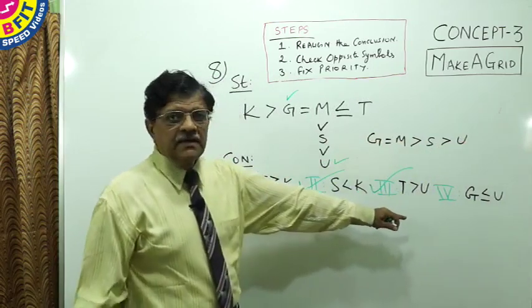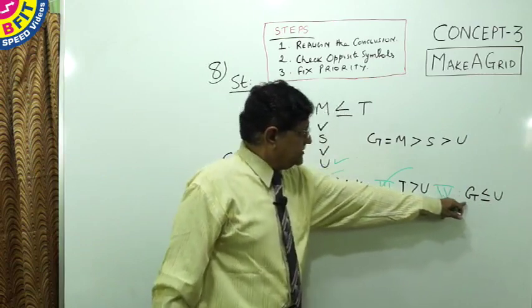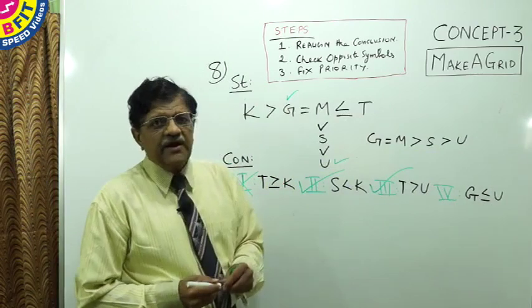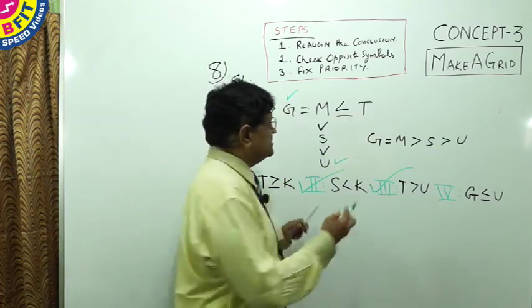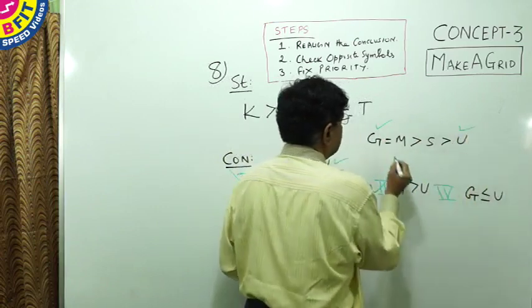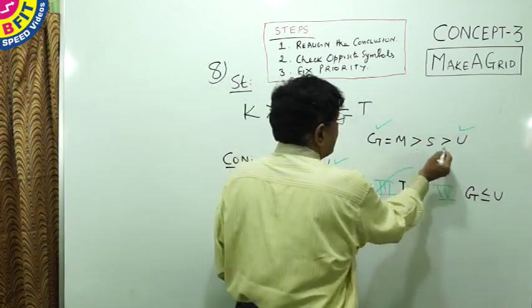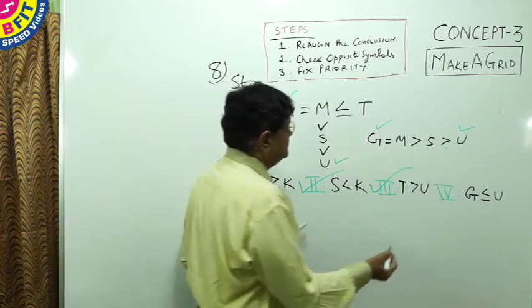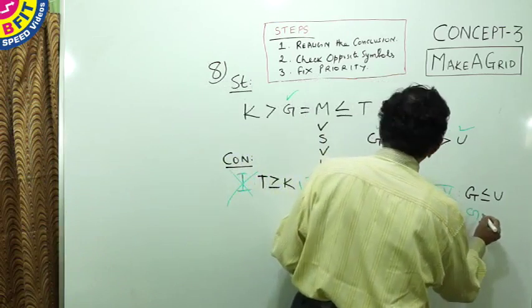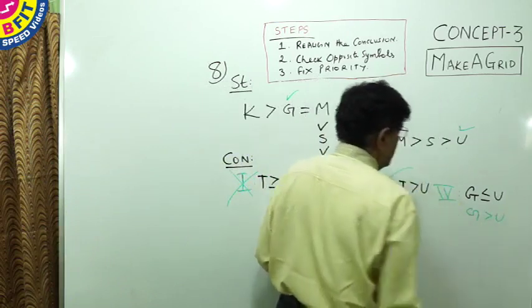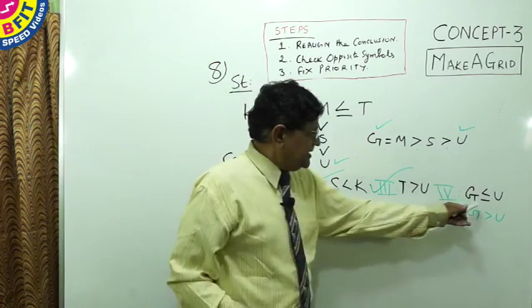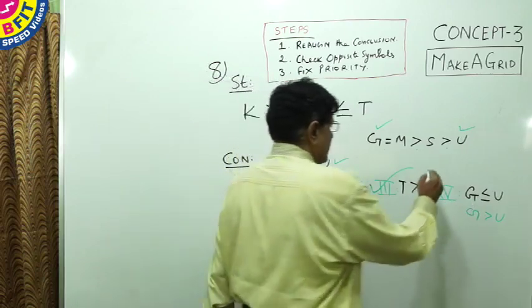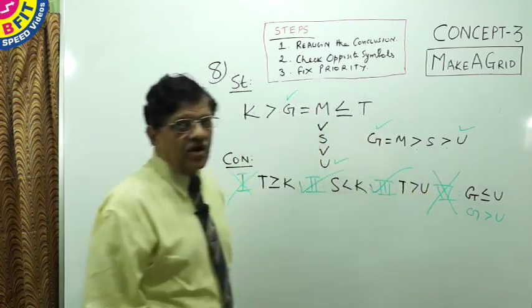Now the conclusion is in the order of G and U. The statement is also in the same order. Therefore, there is no need for realignment. The elements are G and U. We have to only compare the symbols. The symbols are equal to, greater than and greater than. And as you know, greater than has got the higher priority. Therefore, the conclusion is G is greater than U. But unfortunately, what the conclusion says is G is less than or equal to U. Therefore, conclusion 4 is wrong.